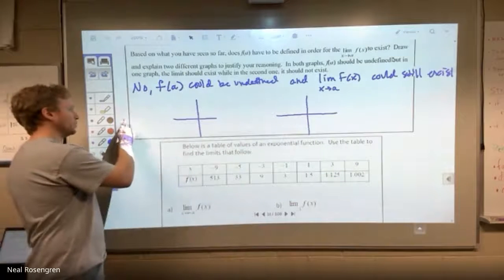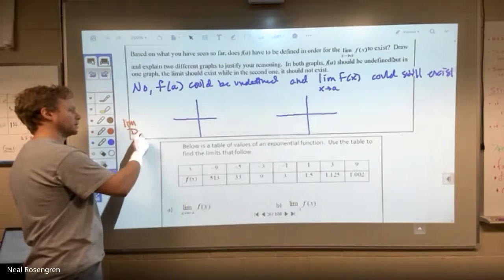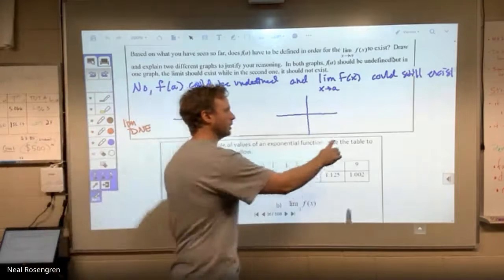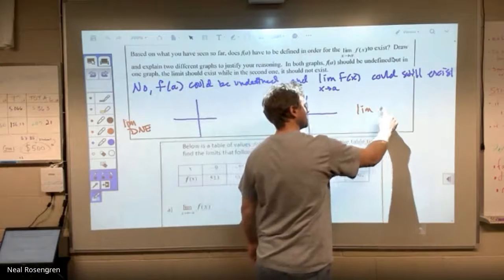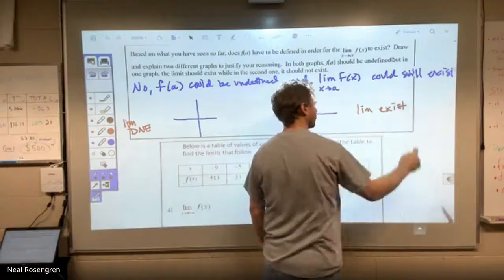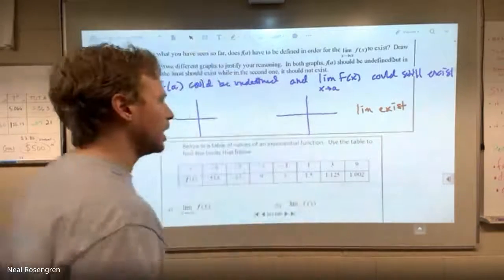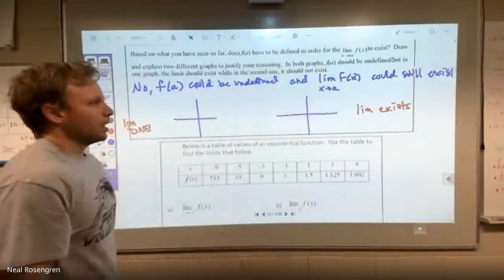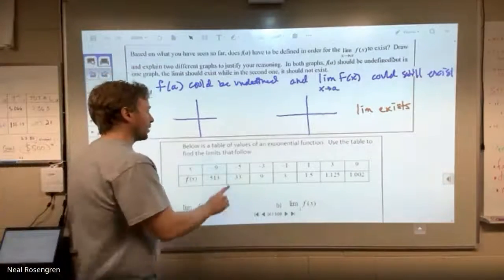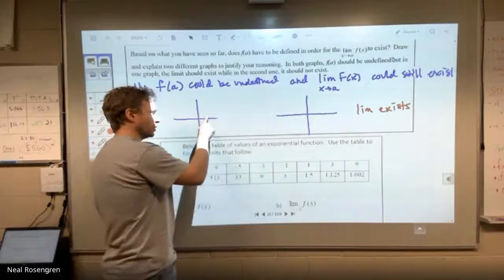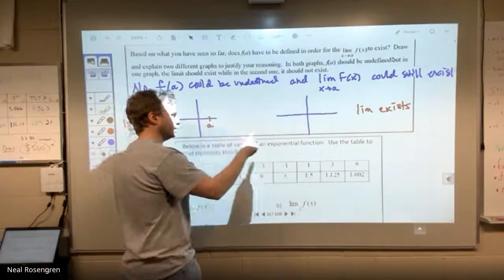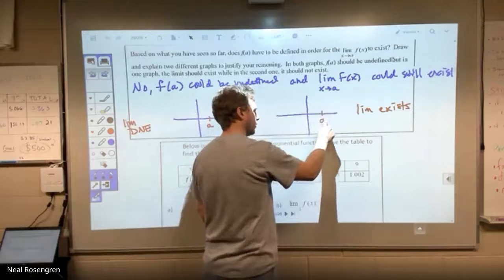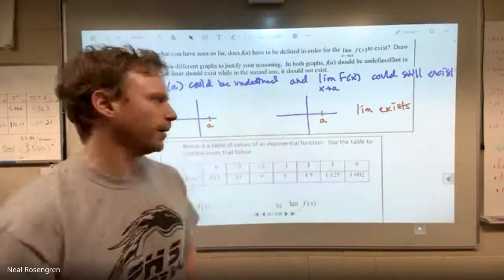With this one, the limit does not exist. Okay, and over here, let's make the limit exist. That's very informal notation, just saying LIM exists. And I want you to draw this with me. Here's A right here, some constant along the way.